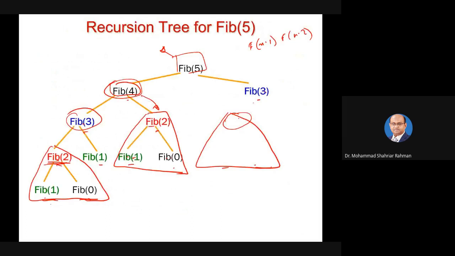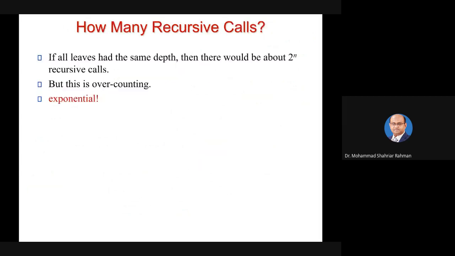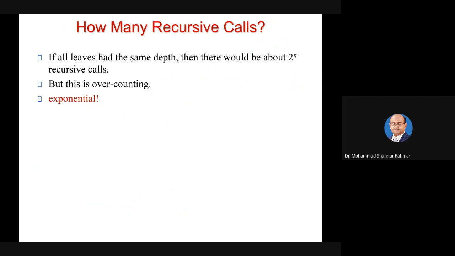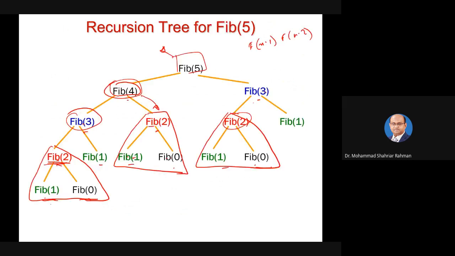So in our generic recursive function, if we think about the worst case, if all leaves have the same depth, then we have an exponential complexity to get n recursive calls. And then, of course, this is an overcounting. We of course don't want to do so many computations overall. We see fib 2 is computed 3 times here.